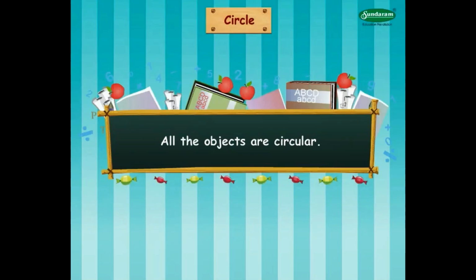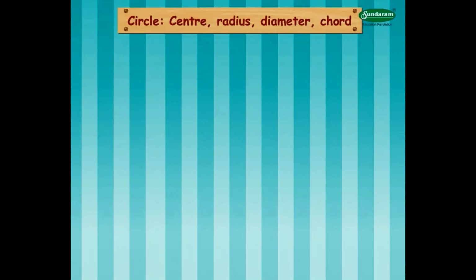Circle. All these objects are circular: a bangle, a bicycle wheel, a cart wheel. Circle. Center, radius, diameter, chord.